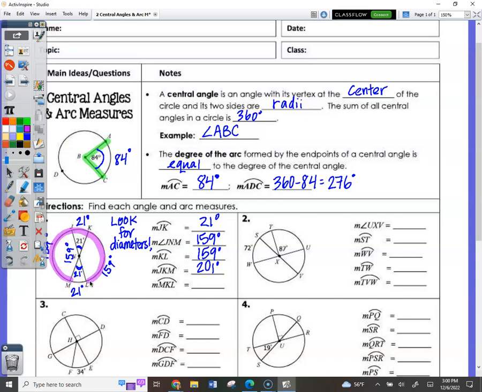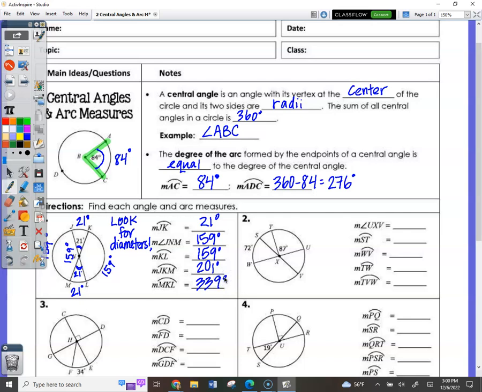What would be the ideal way to find that one? The fastest way. 360 minus the chunk it didn't cover would be faster, right? Tell me what you get. 360 minus 21. 339.